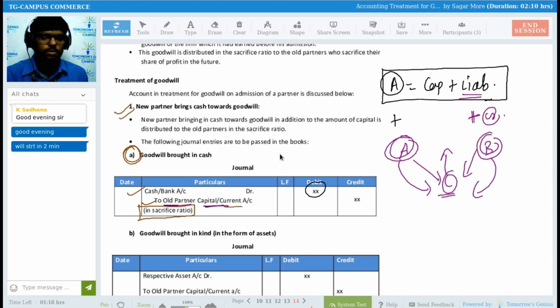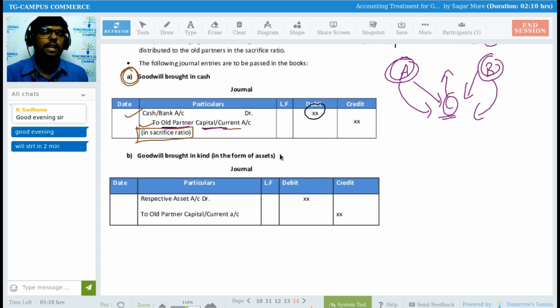Goodwill brought in kind. What is kind? Kind means they are not bringing goodwill in cash, but in a form other than cash, like an asset, right? So kind means in the form of an asset. What the new partner C is saying is, I am supposed to pay into the partnership business 2,50,000 as goodwill, but I don't have the goodwill amount in cash. Instead of giving cash for goodwill, I will bring in one particular asset, for example furniture worth 2,50,000 rupees, into the business for goodwill, right?